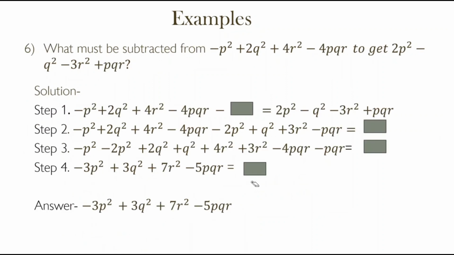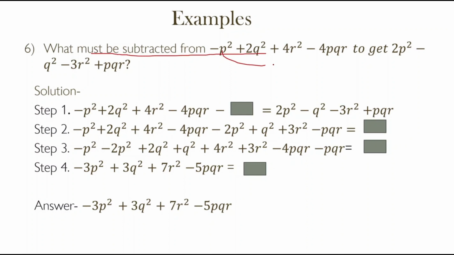Moving forward, the next question says, what must be subtracted from minus p square plus 2q square plus 4r square minus 4pqr to get 2p square minus q square minus 3r square plus pqr. So please do not get confused with these questions. Whatever they are saying, write it similarly. They are saying what must be subtracted from this.